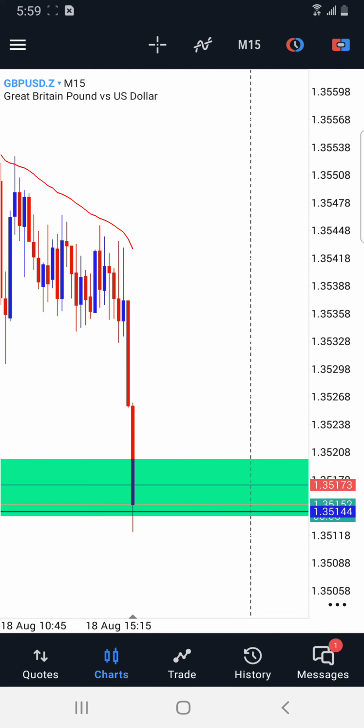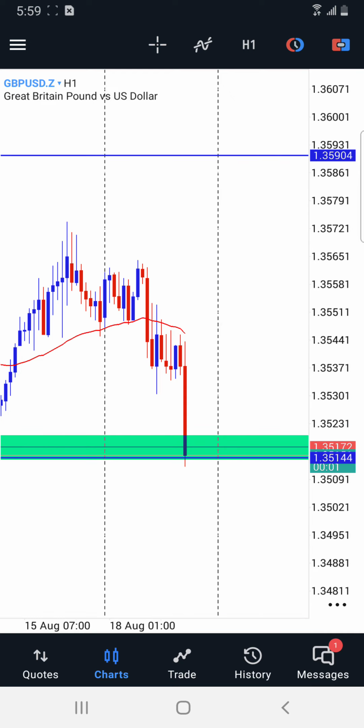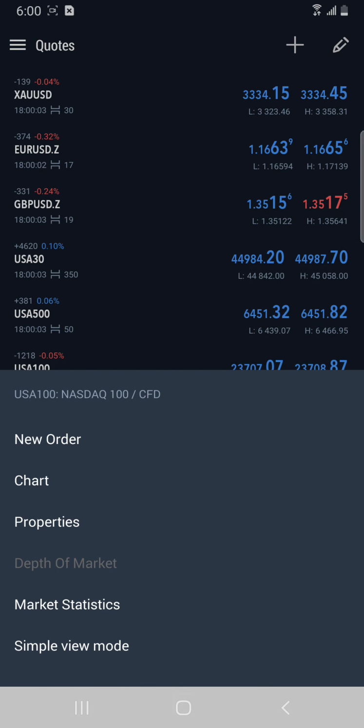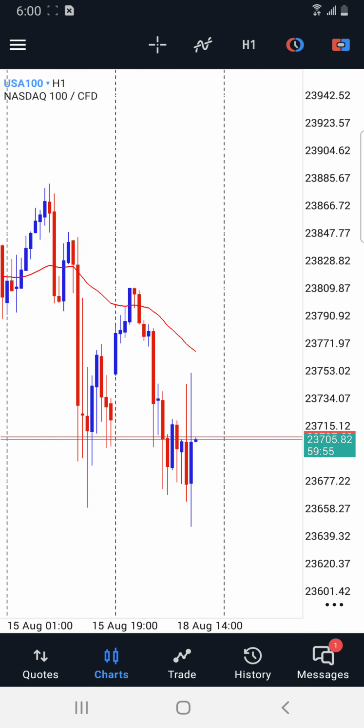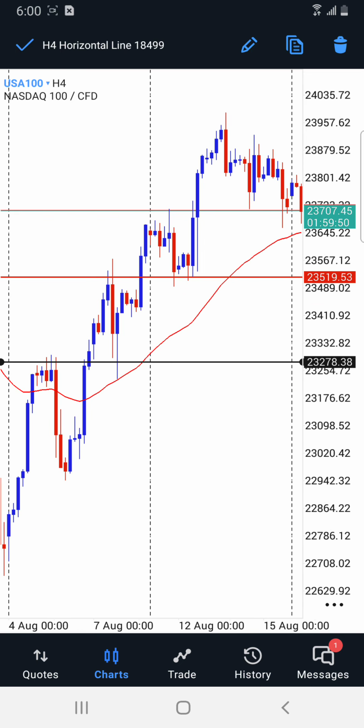So that is it on GBPUSD. Right now we wait. Our last pair will be NASDAQ. So we might start from 4 hour so that we can see clearly.